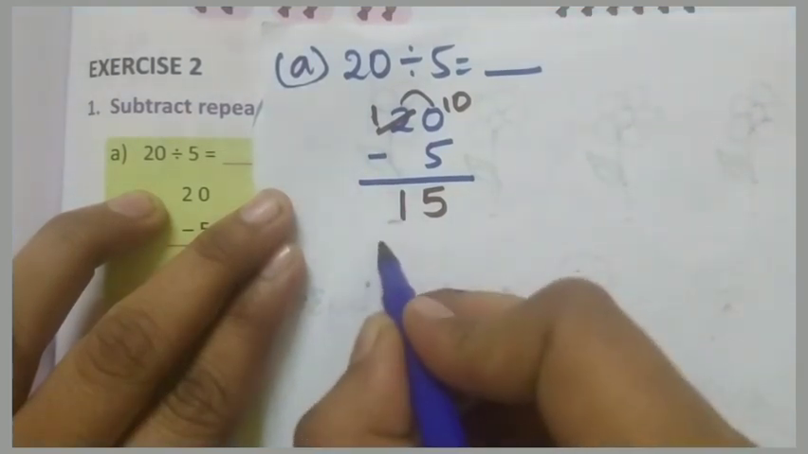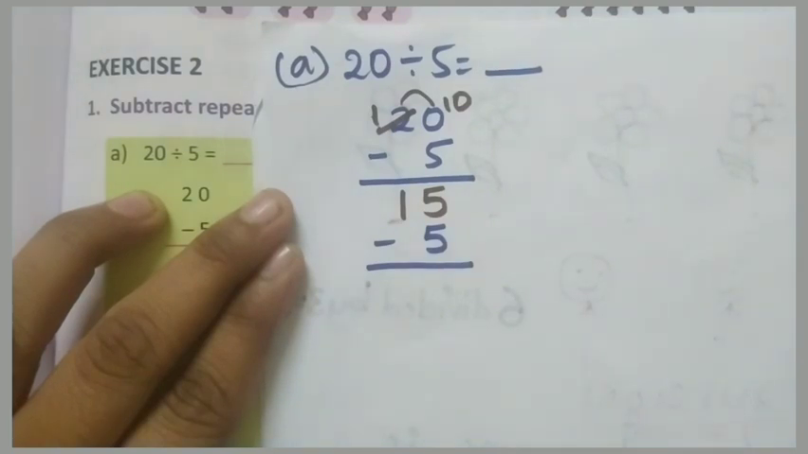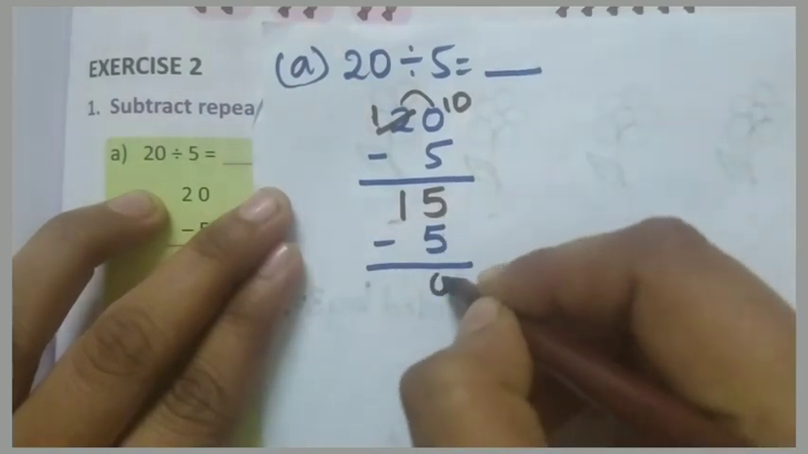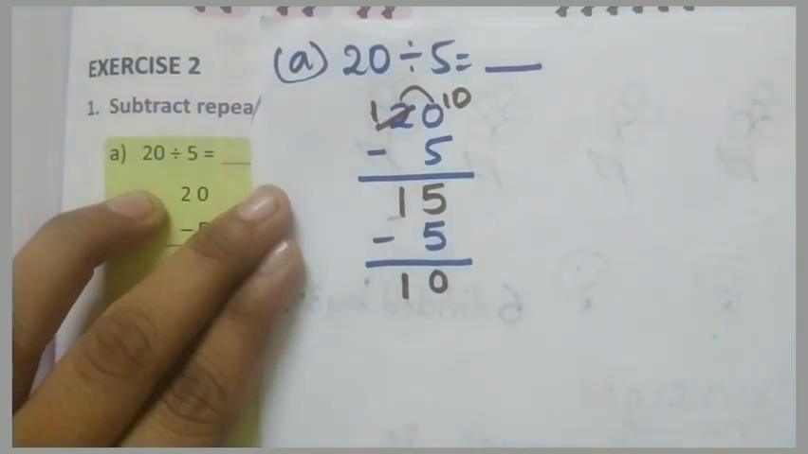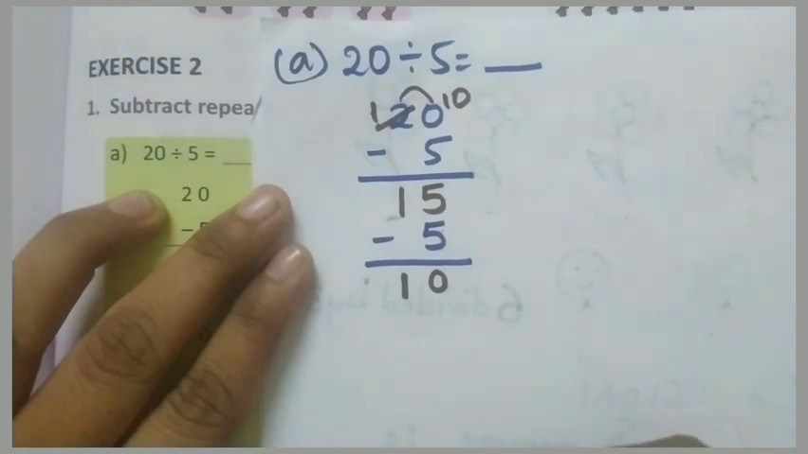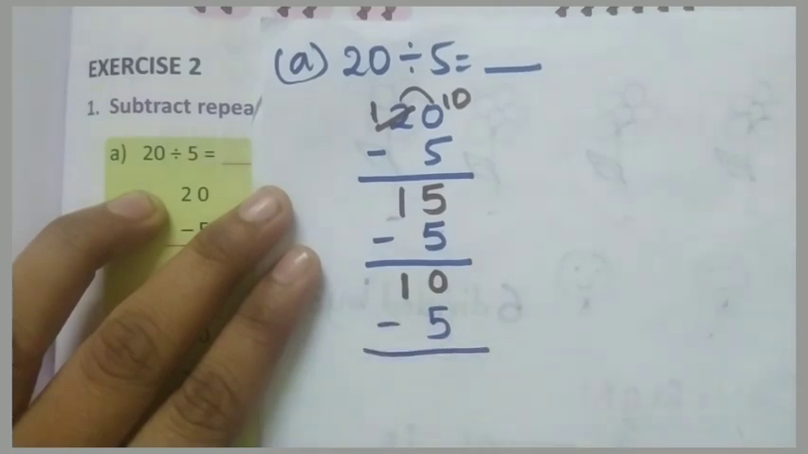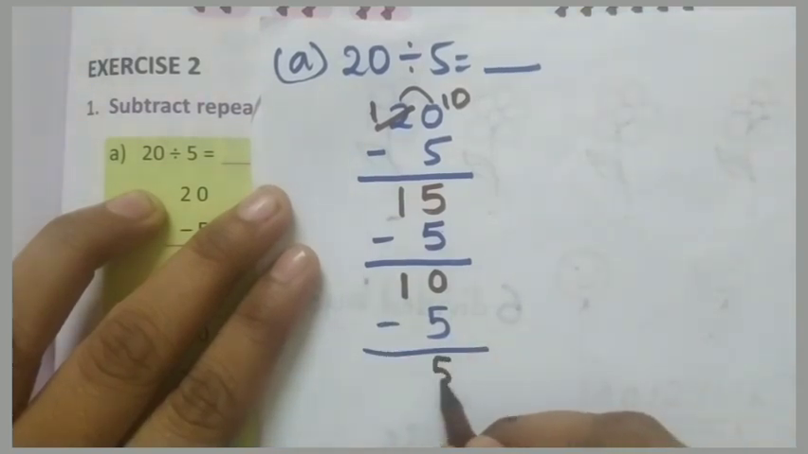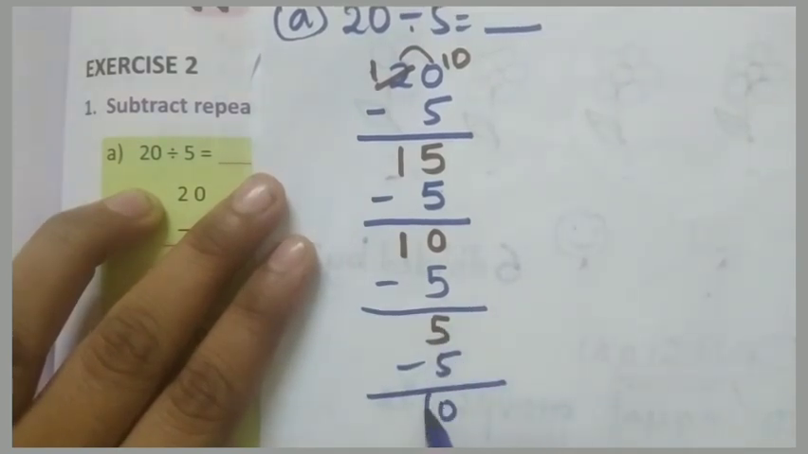Now again we have to subtract 5 from these 15. 5 minus 5 is 0, and 1 will be written here. We have to subtract 5 from these numbers till we get 0. 10 minus 5 is 5. Now again subtract 5. 5 minus 5 is 0.